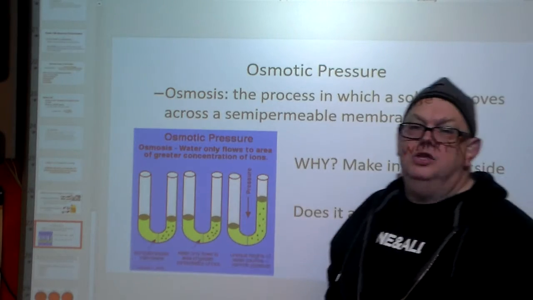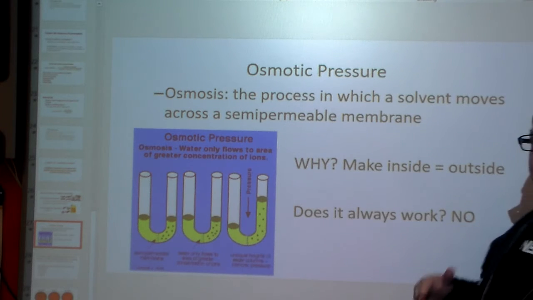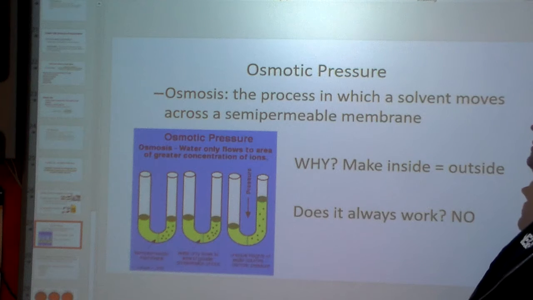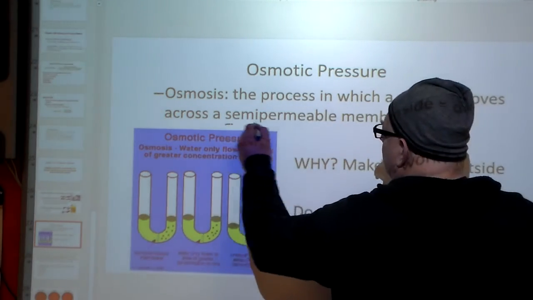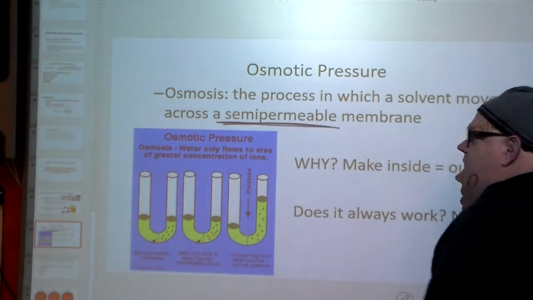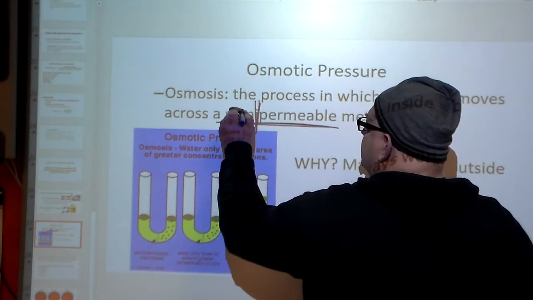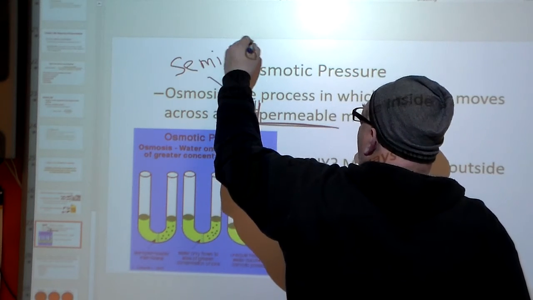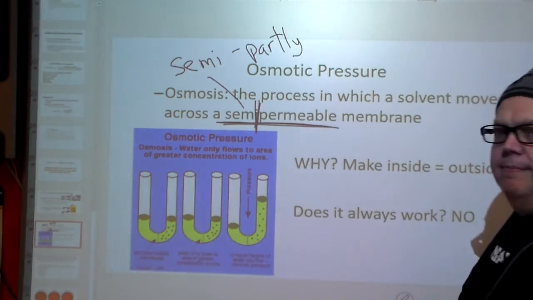Now, here's a biology part called osmotic pressure. If you're going to go into AP Biology, I will guarantee you, you will work with this. Osmosis is the process in which a solvent moves across a semi-permeable membrane. Ooh, let's look at this word right here. Semi-permeable. Let's break it down. Semi means part or partly. Okay?